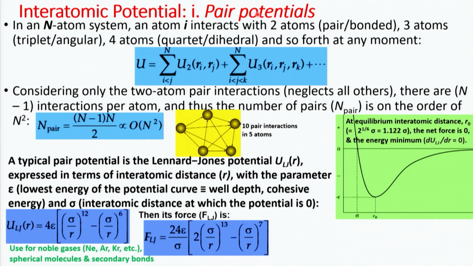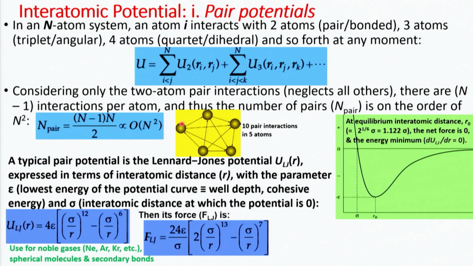But in this case we are considering only pair potential, which means the interaction between two atoms only. This is the overall potential, and we are considering only this first term, the pair potential. Considering only the two-atom pair interaction, neglecting all others, there are n minus 1 interactions per atom, and thus the number of pairs will be n into n minus 1 by 2, which is in the order of n squared.